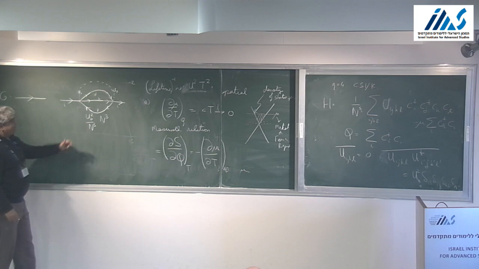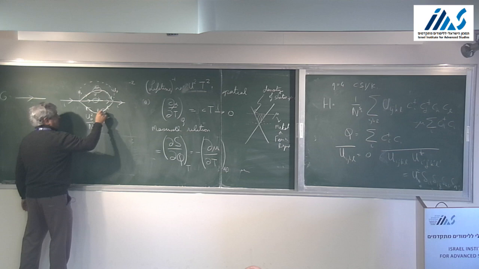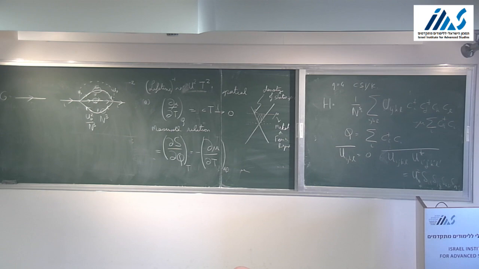This is the only graph. There's only one graph that contributes, modulo, of course, dressings inside. So you can put an arbitrary number of these melons, as they're called, as many as you want. They all contribute to leading order in 1 over N. Okay. And nothing else does. Everything else averages to 0.